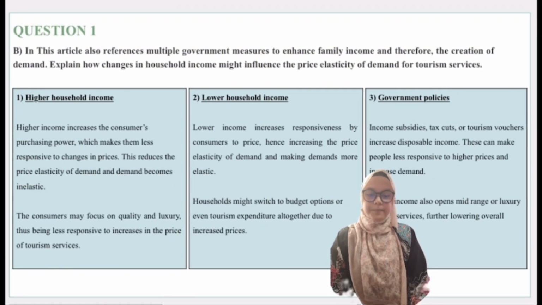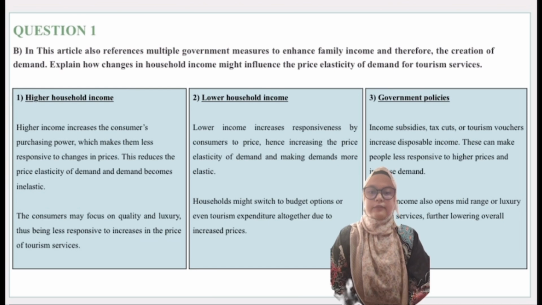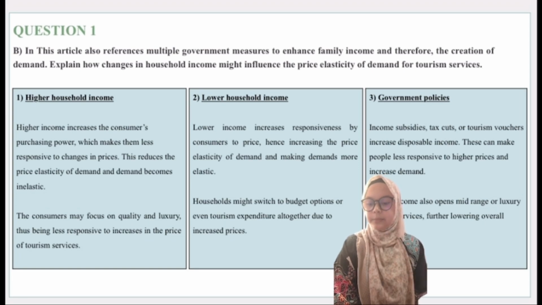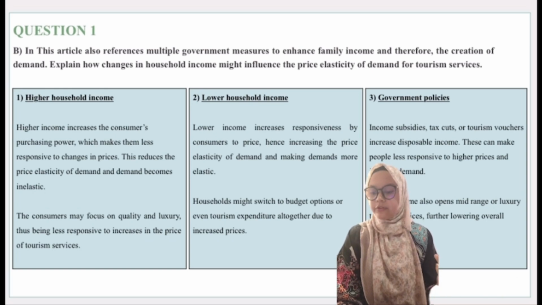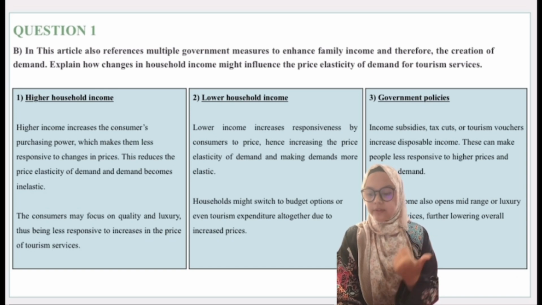Alright, so for B, explain how changes in household income might influence the price elasticity of demand for tourism service. I've got 3 points here. For the first point, higher household income. Higher income increases the consumer purchasing power, which makes them less responsive to change in price. This reduces the price elasticity of demand and demand becomes inelastic. The consumer may focus on quality and luxury, thus being less responsive to increases in the price of tourism services.